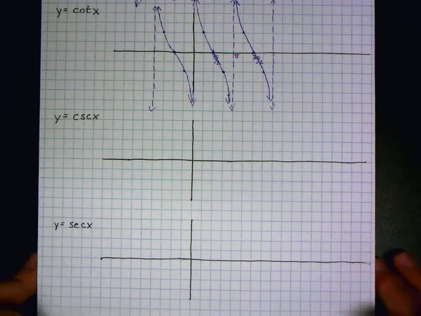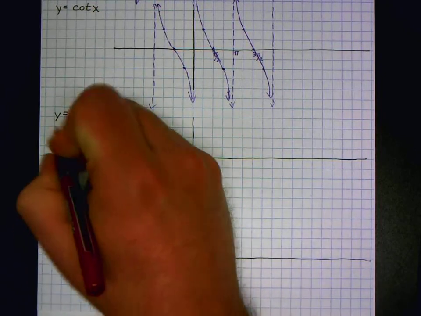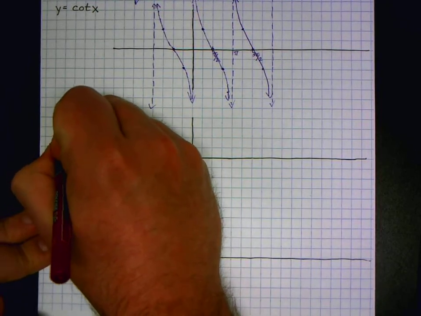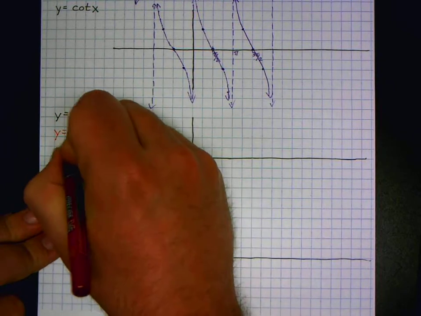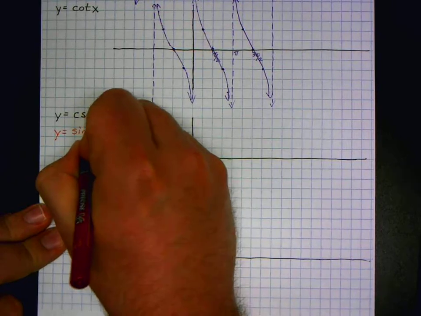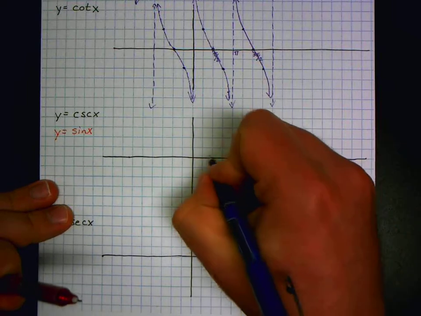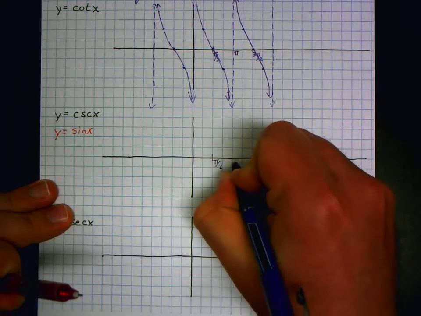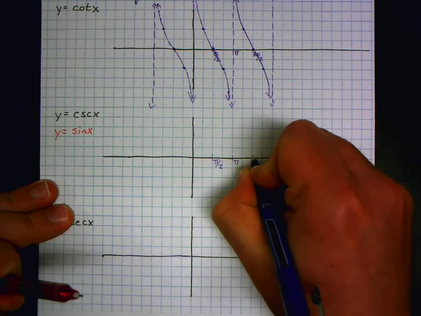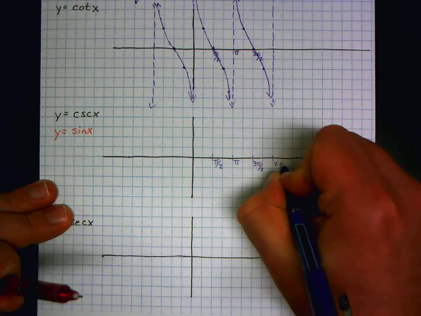All right, cosecant and secant. Now I'm going to play with these a little bit. Cosecant is the reciprocal of which one? Sine or cosine? Sine. So what I'm going to do is real quick, I'm going to graph sine of x in red. And trust me, I have a point to this. I know what I am doing, even though most of the time it doesn't seem like it.